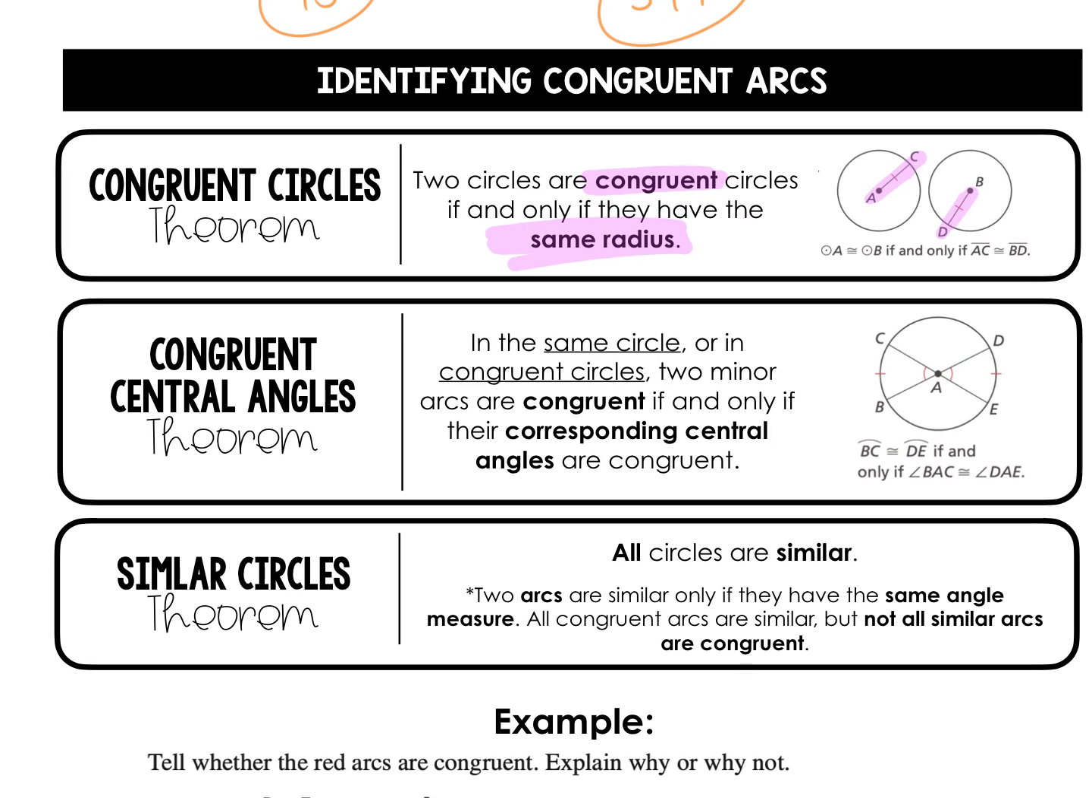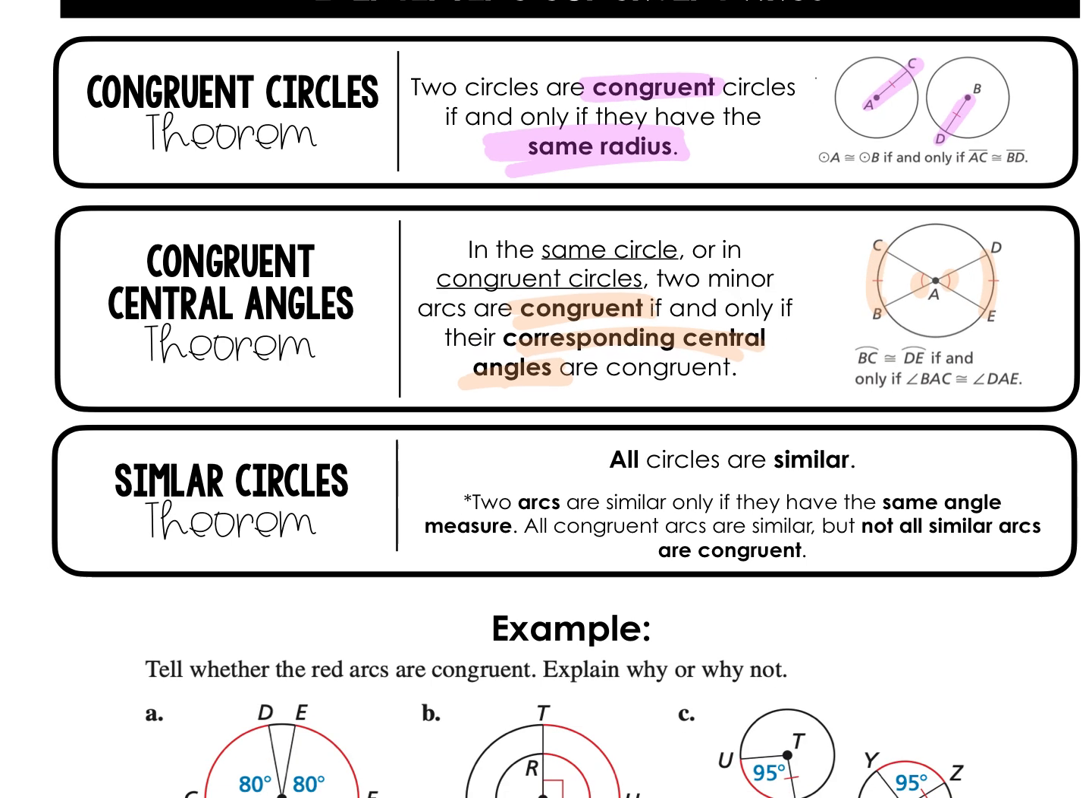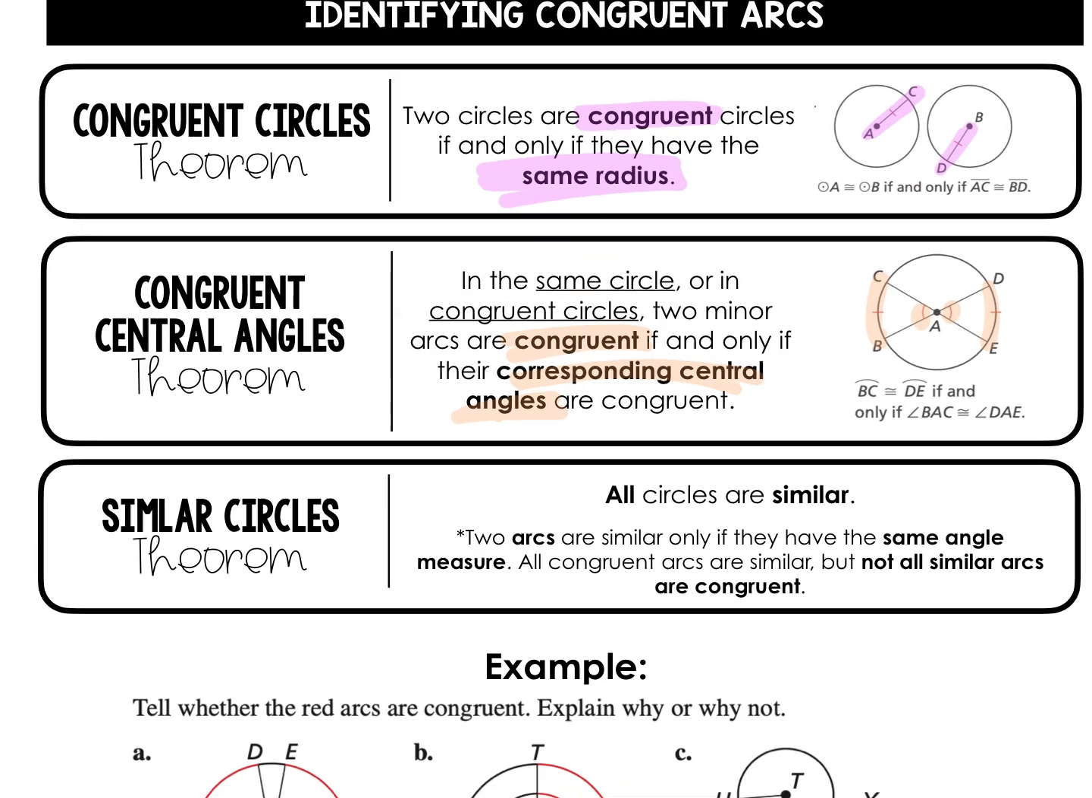Then we have the congruent central angles theorem, also hopefully pretty logical. It says in the same circle or in congruent circles, two minor arcs are congruent if and only if their corresponding central angles are congruent. So we're creating congruent arcs if their corresponding central angles are congruent. So these angles are congruent, so they create congruent arcs. Those happen to be vertical angles, so they would be congruent.